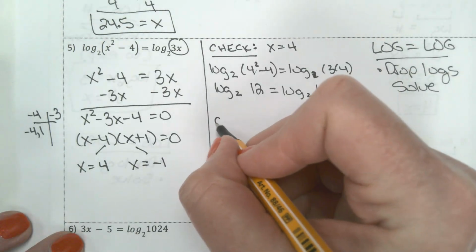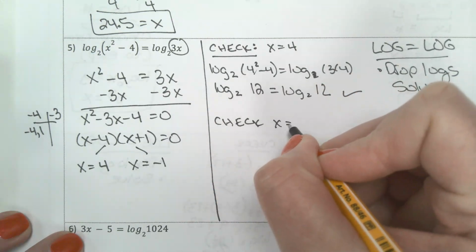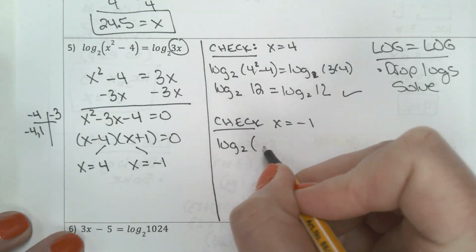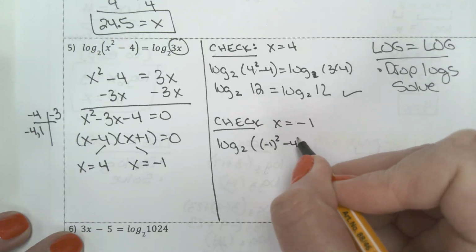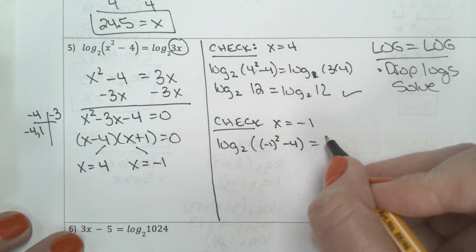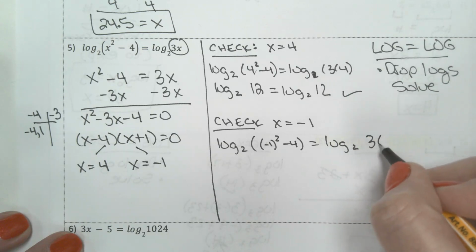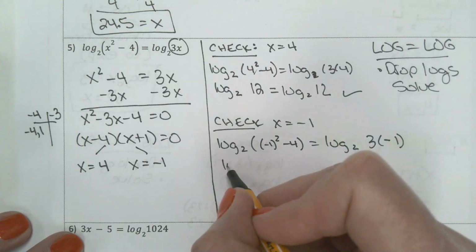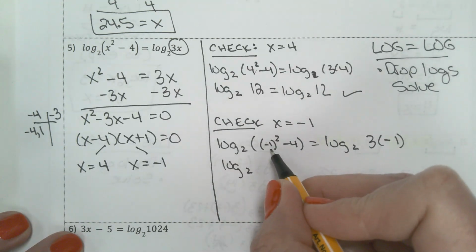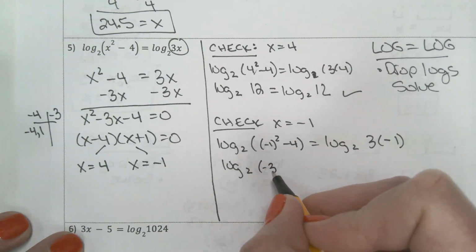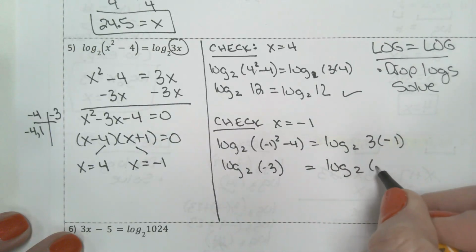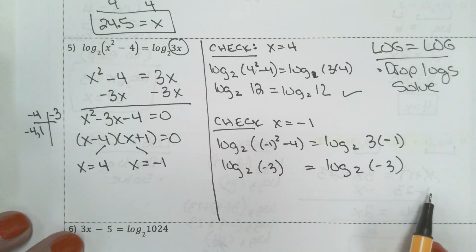Now, we are going to check x equals -1. So I have log base 2 of -1 squared minus 4 equals log base 2 of 3 times -1. -1 squared is 1. 1 minus 4 is -3. And 3 times -1 is also -3. Part of you probably wants to go, yep, -3 equals -3. I am good to go.